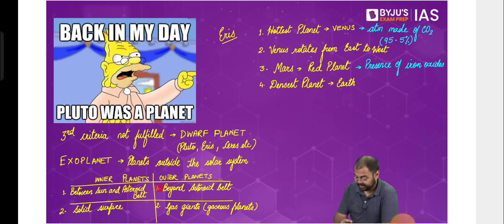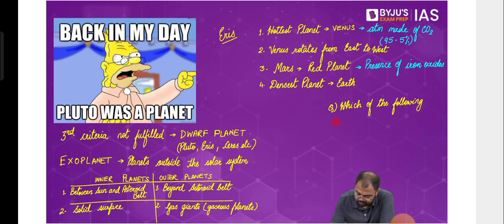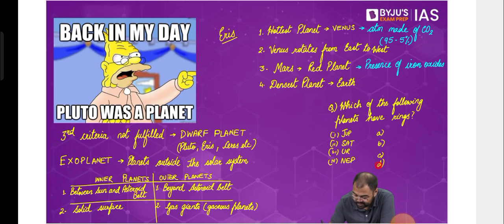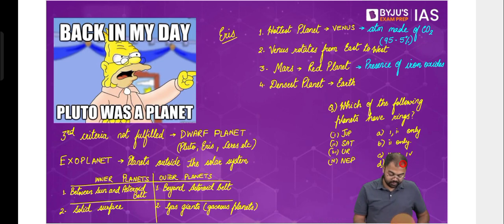Okay. Now I have a question for you, and please answer this. I'll launch the poll also for you. Which of the following planets have rings? Jupiter, Saturn, Uranus, and Neptune. All right, I'm giving you the options: 1 and 2 only, 2 only, 2, 3, and 4, and all of the above. Launching the poll. Quickly mark your answers.